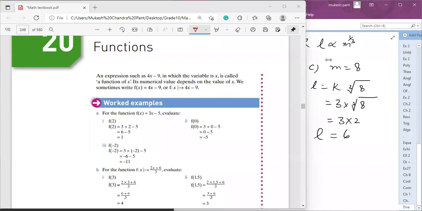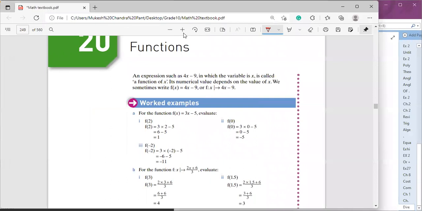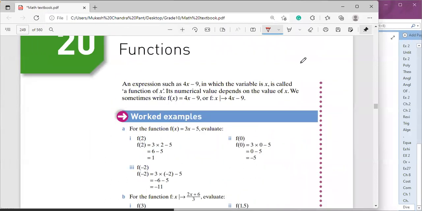What are functions? I ask you, tell me one algebraic expression. Yes. Sir, are you taking class tomorrow? Yes, yes. I ask you for one algebraic expression.